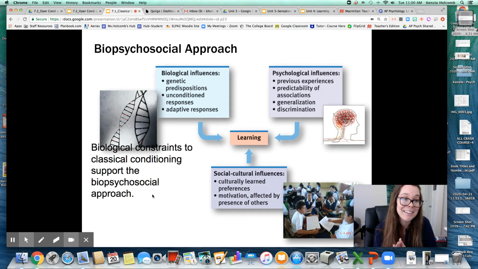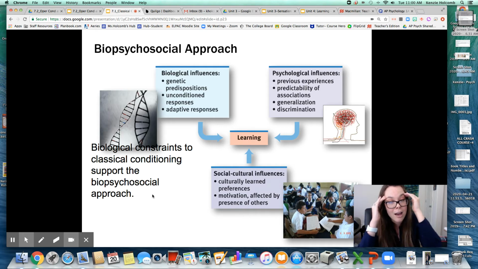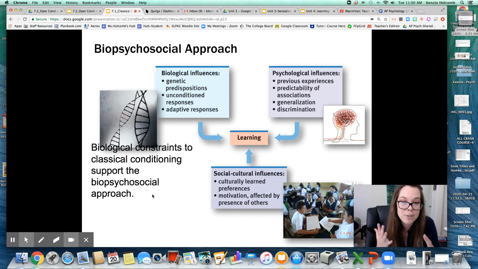We can't make a monkey fly, right? So there are biological constraints. We can't do everything because no matter how much we try to learn it, our bodies aren't made for it, right? Psychological influences, so previous experiences, that's a beautiful one to write down. Generalization, discrimination, they all happen with our previous experiences, right? And also a social cultural influence when it comes to learning is our motivation, which is affected by others, our culturally learned preferences, and our learning. So these are the 3 little boxes for our biopsychosocial approach.